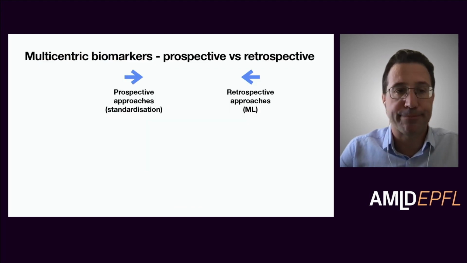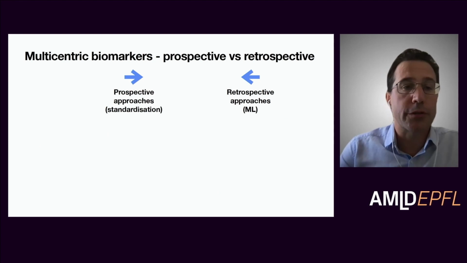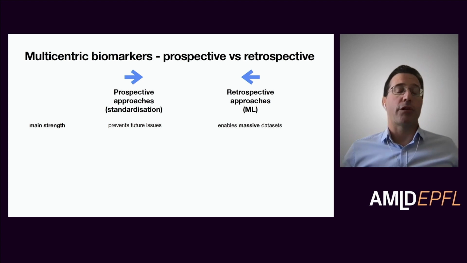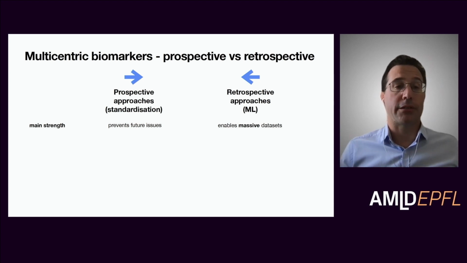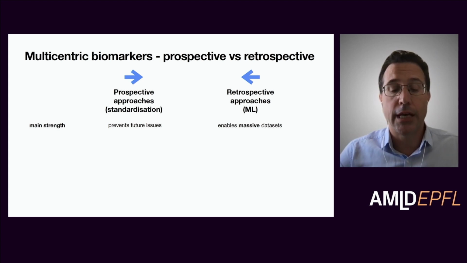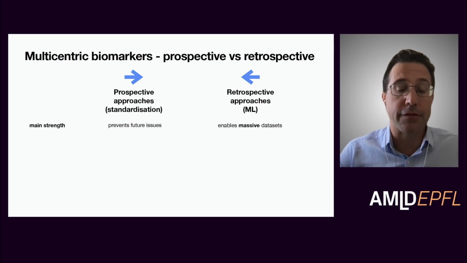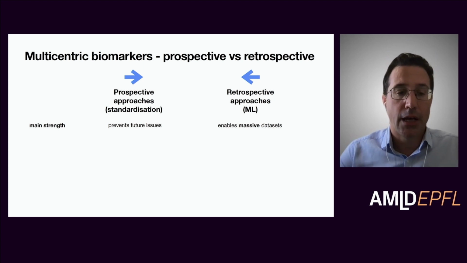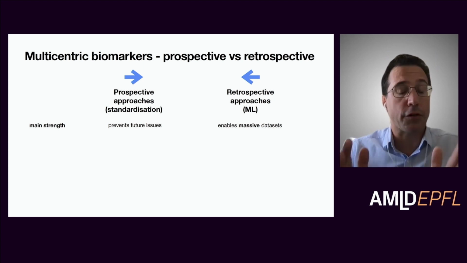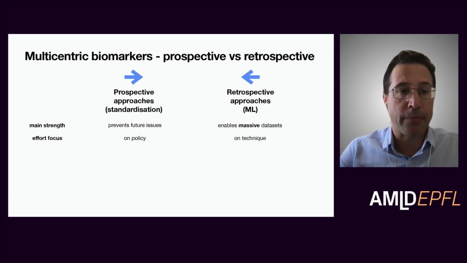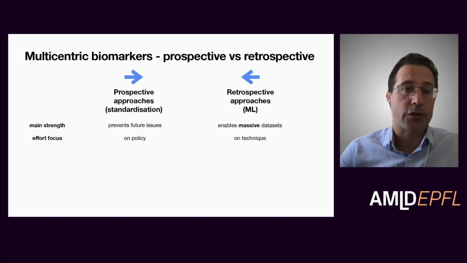If we compare these approaches, prospective versus retrospective, the main strength of prospective approaches is that if you're going to acquire data anyway, you might as well go for it because you prevent future problems. For retrospective approaches, the main strength is that you can leverage the literal millions or tens of millions of images that you already have acquired in clinical centers. Just in Lausanne, we have several millions of images from patients that are, for the most part, used once. Using harmonization retrospectively, we can probably leverage them and do very good machine learning.